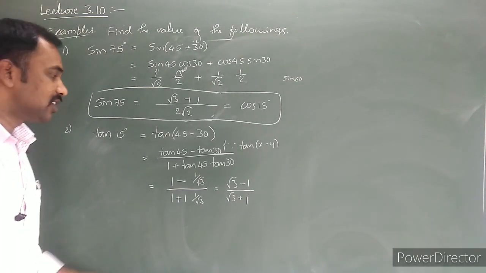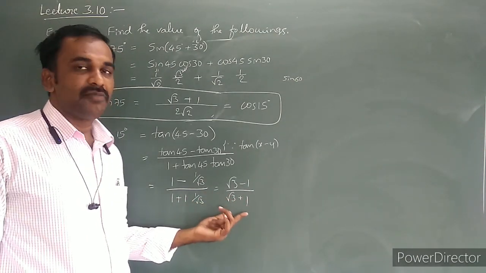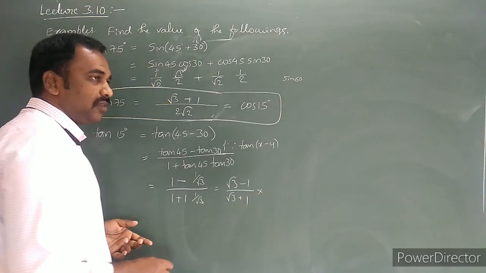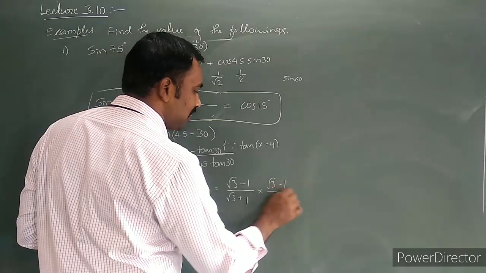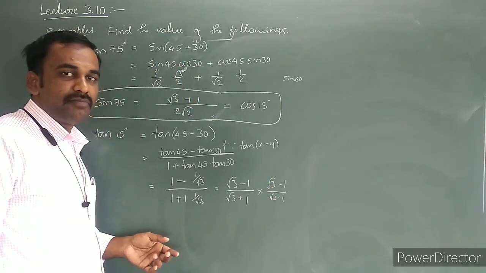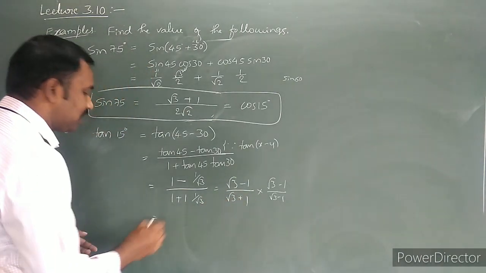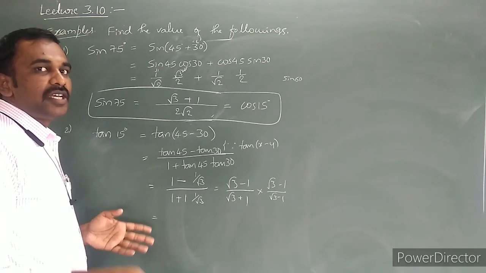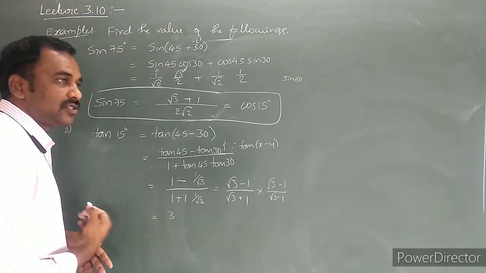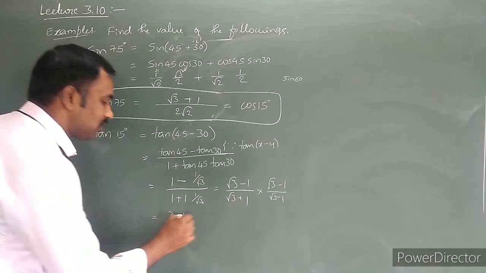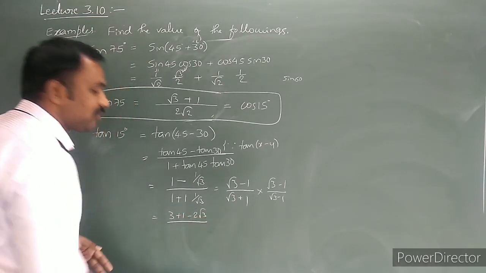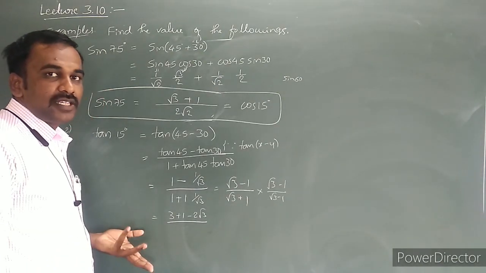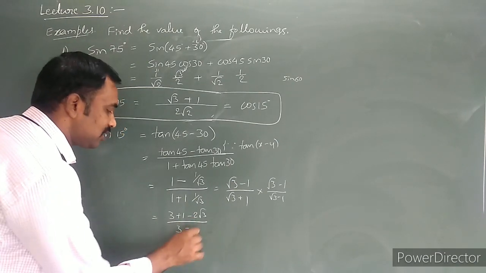We rationalize this result. Rationalize the denominator: multiply and divide by root 3 minus 1. Simplify. What will we get? Root 3 minus 1 into root 3 minus 1 in the numerator, which is a minus b whole square. So root 3 square plus 1 square minus 2 into root 3 into 1. The denominator is a plus b times a minus b, which is a square minus b square, root 3 square minus 1 square.